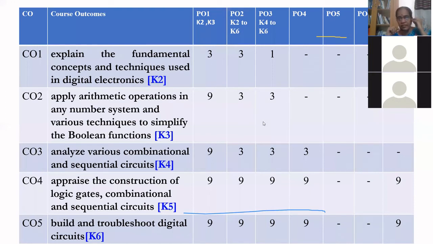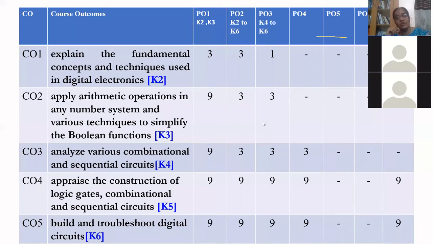For CO1, for K2, how it is related. For CO2, how it is related. For CO3 and so on. Because all are in the same order, K2, K3, K4, K5, K6, you can use the same rule. If it is not related to communication, teamwork, and multicultural competence, you can leave this as blank.